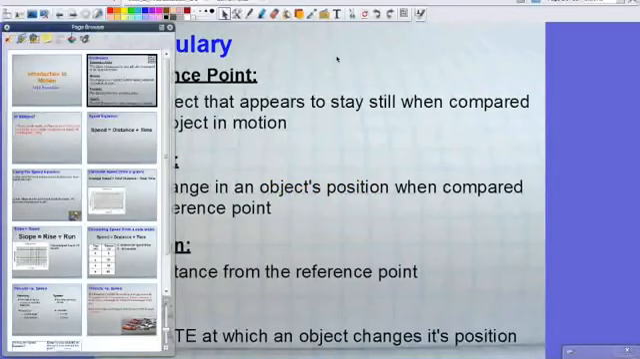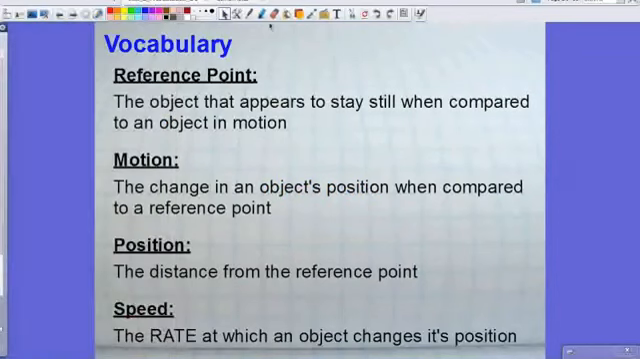So the first slide is our vocabulary. There are a few vocabulary words that we need to go over, just for this week. The first one is the reference point. A reference point is basically used to compare something that's moving. In order for us to know if something is moving, you have to compare it to something that seems like it's not moving. So for example, let's say a car goes by right in front of you.